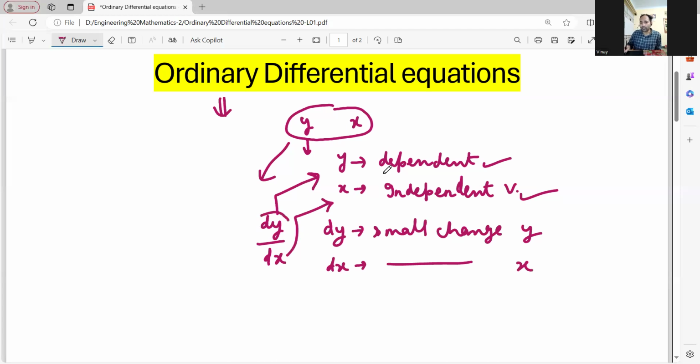So when we study the change of y with respect to x, it becomes easier for us to understand any physical system in science and engineering applications. Okay, that is why ordinary differential equations play a very important role in our understanding of the world. So for example, you can understand heat transfer, you can understand the rate of growth of bacteria, so many things.